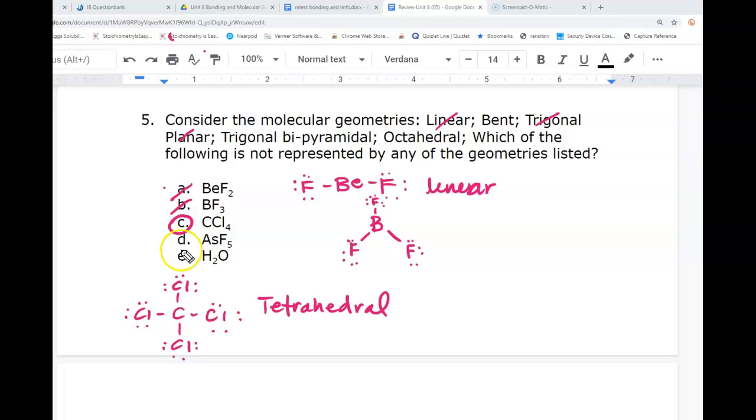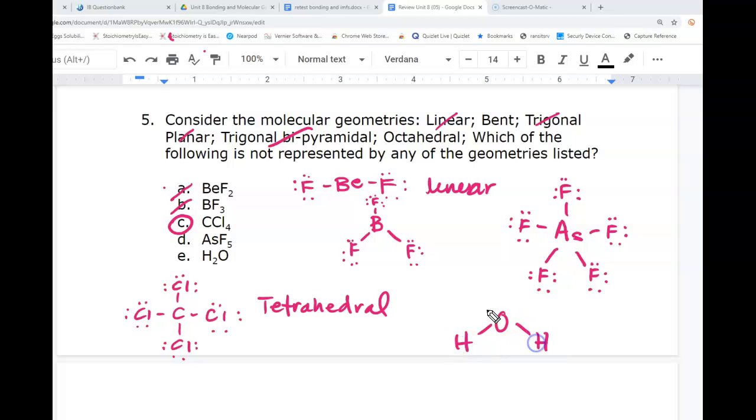Let's make sure that we know what the other 2 look like. Arsenic pentafluoride ends up looking like this, with 5 fluorines around it, just like this. And that is trigonal bipyramidal. And then when we do water, water ends up looking like this. And water, of course, makes a bent shape, so we can cross that off as well. Okay, there we go.